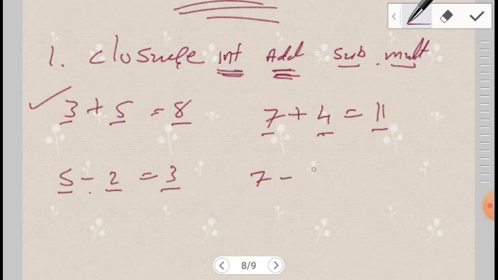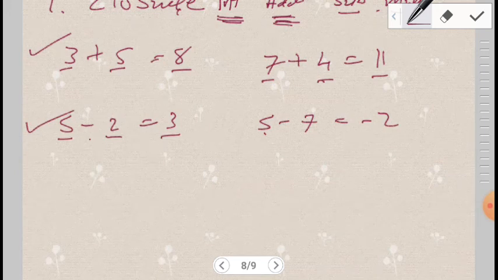Another one like that, let me change the numbers: 5 minus 7. So an integer got subtracted from an integer number, and we have got the answer minus 2. Minus 2 is also an integer number, so we can say that it is also under closure property.